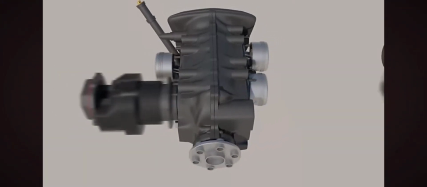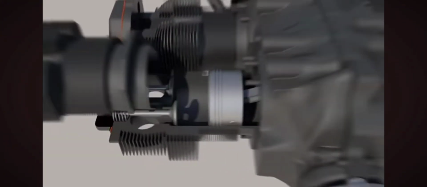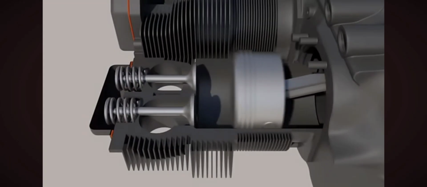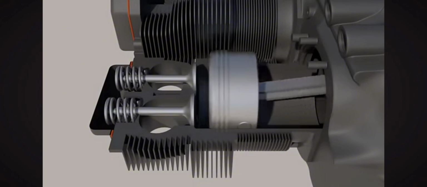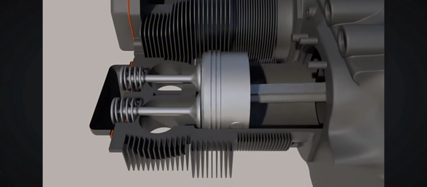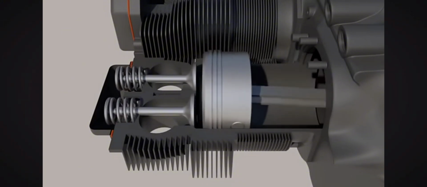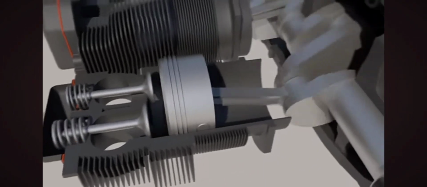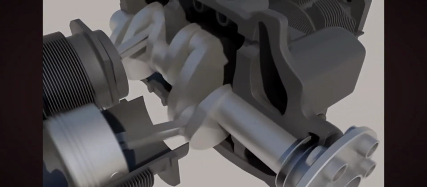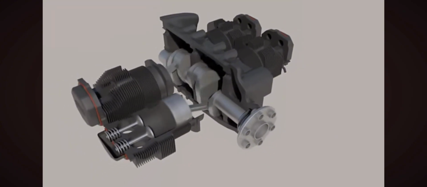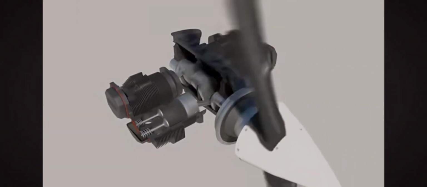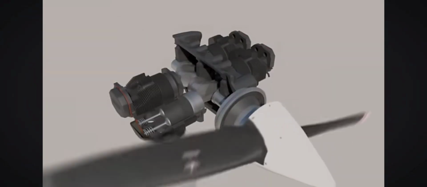Reciprocating engines have several cylinders. Inside of those cylinders, fuel and air are mixed, compressed, and then ignited. As this fuel-air mixture is ignited, its explosive force moves the piston inward. These pistons are connected to a crankshaft, and when the pistons move in and out, that causes the crankshaft to rotate. The propeller is connected to the crankshaft, so as the crankshaft rotates, so does the propeller.